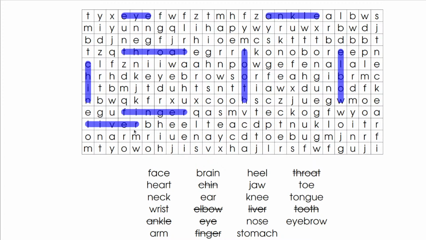Liver, something inside like your stomach, and it filters the blood, I believe.